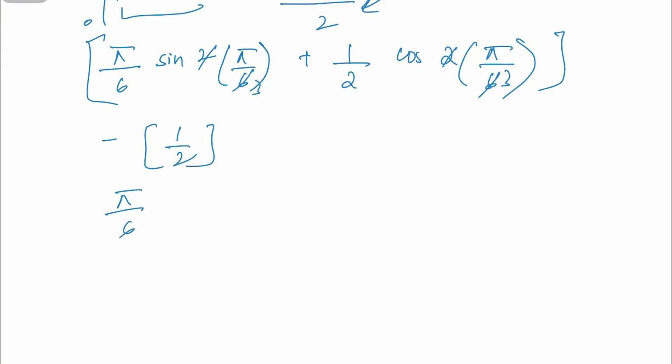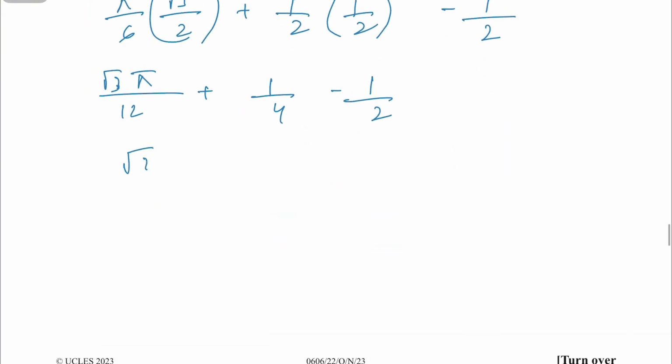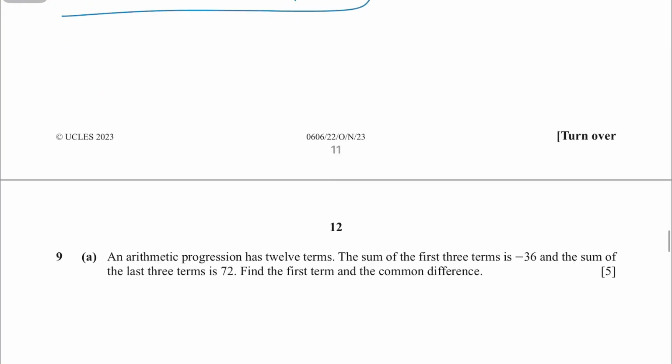Now we can write our final answer as sine pi by 6 multiplied by sine pi by 3. Sine pi by 3 simply gives us root 3 over 2, plus 1 over 2 cos pi by 3. Cos pi by 3 is 1 over 2, and we have to subtract 1 over 2 from here. This would be root 3 pi over 12 plus 1 over 4 minus 1 over 2, and then we'll have our final answer as root 3 pi over 12 minus 1 over 4. So this is our final answer.